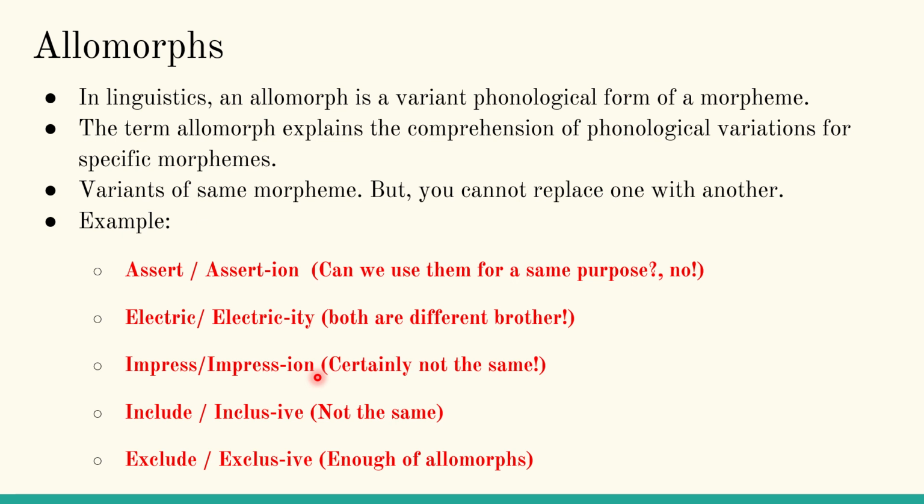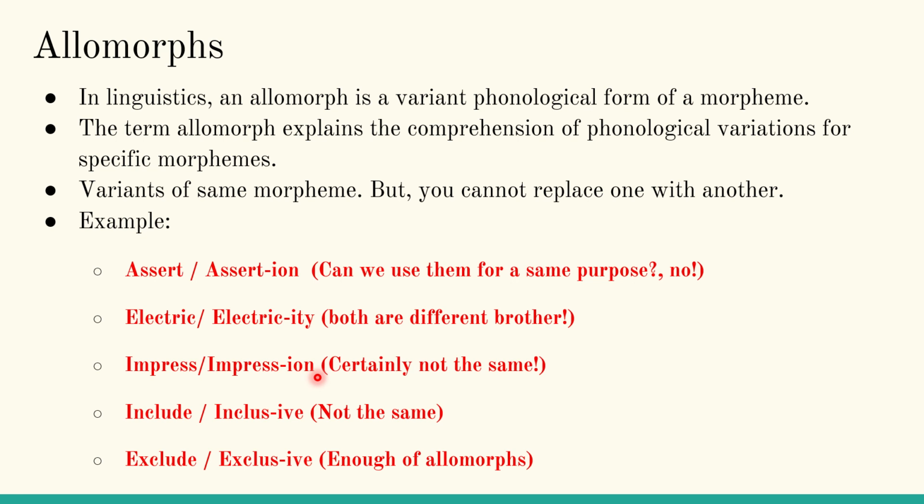The next thing is called allomorphs. What is it? Very simple. It is a variant. I have something, and I now have a variant of it. That's it. The term allomorph explains the comprehension of the phonological variations for specific morphemes.